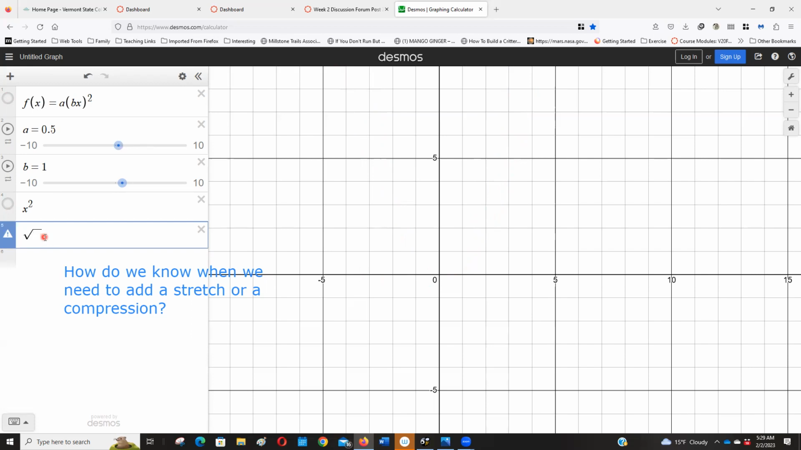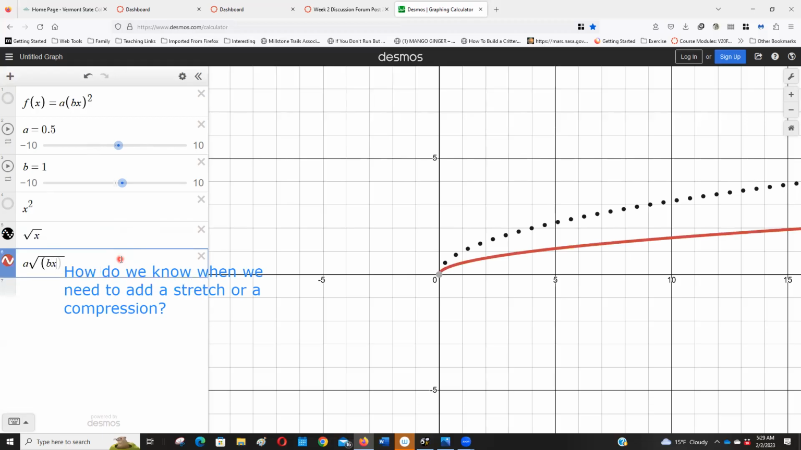Let's see, here's square root of x. So this is going to be the toolkit function. Let's make it dotted. And then now I'm going to type in a times the square root of b x. Yeah, there we go. I'll even get rid of that extra parentheses. I don't need it anymore.